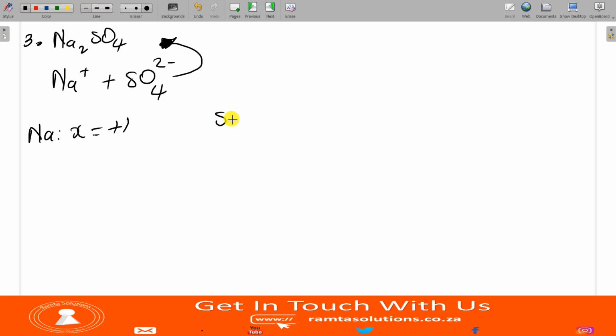Now let's look for the sulfur. For the sulfur, it will be X plus 4 times the oxidation number of oxygen. Oxygen is -2 because it is not a peroxide or superoxide, and this must be equal to -2. So what is this? X equals positive 6.